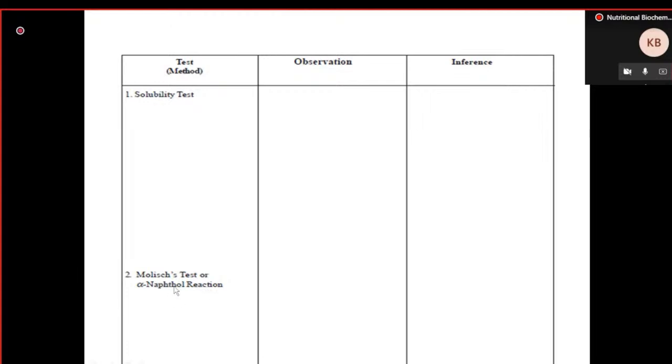Okay, for Molisch test, what will you write here in the observation? If it is a positive result, a violet or brown ring. What will be the inference? Confirms the presence of carbohydrates. Like this, you have to write for each test, and I'll give you 2 sugar samples for which you have to write it. Okay, later, I'll do that later.